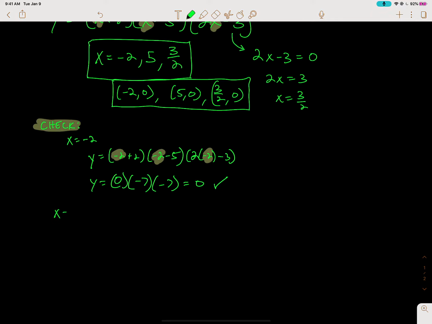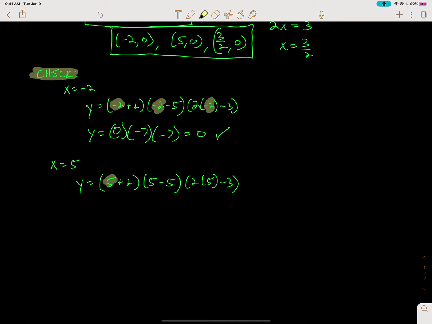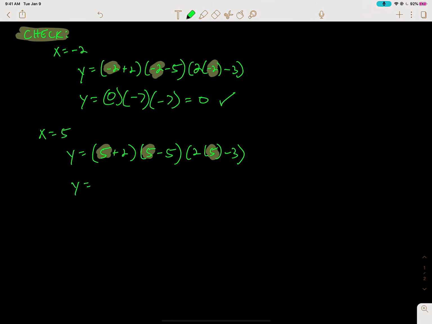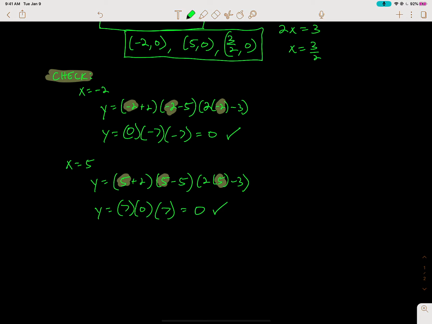Let's check that x equals 5 is a solution. I'll plug in 5 everywhere for x. So I get 5 plus 2 times 5 minus 5 times 2 times 5 minus 3. When I plug in 5 everywhere for x, I get 7 times 0 times 7. Again, if any one of these factors becomes 0, the whole product equals 0. That's the zero product property. So that is also a solution.